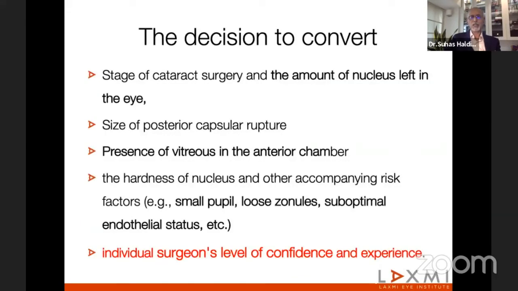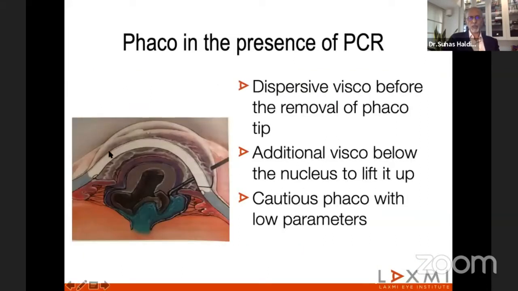Now, if the decision is to convert, and that decision would depend on the stage of cataract surgery, the amount of nucleus left in the eye, the size of the posterior capsular rupture, the presence of vitreous in the anterior chamber, the hardness of the nucleus, and other accompanying risk factors like small pupil, loose zonules, and all that. But finally, the decision whether to convert or not would depend on individual surgeons' level of confidence and expertise, or the backup service that he has in a place like institutes or where multiple surgeons work.